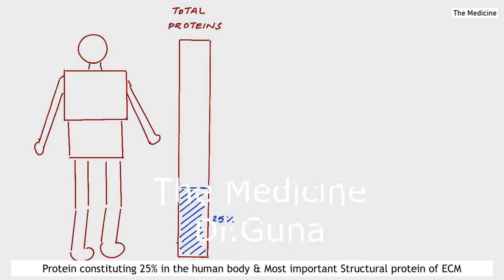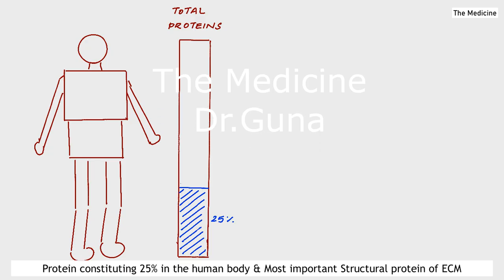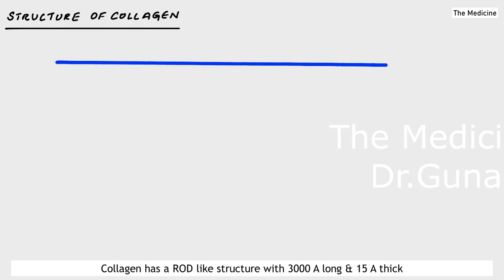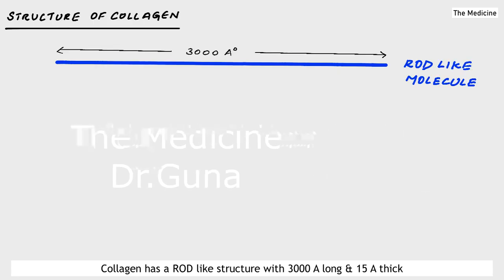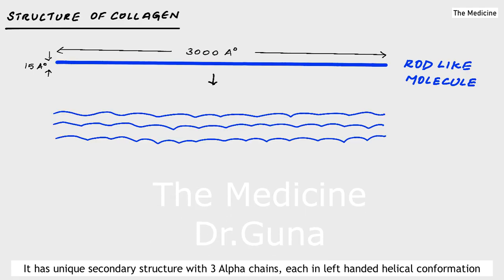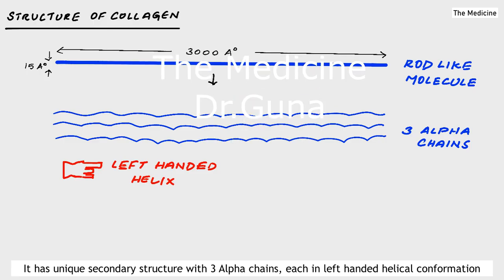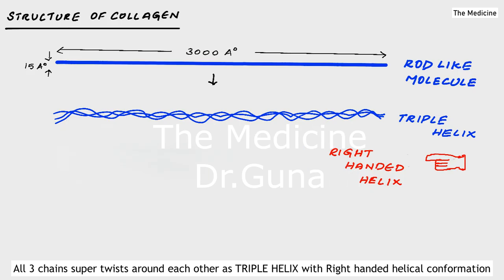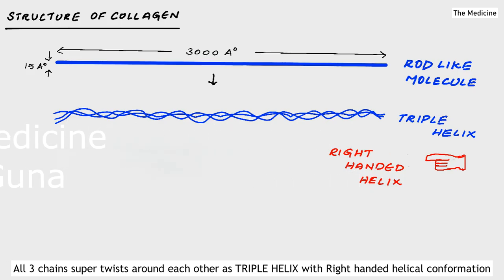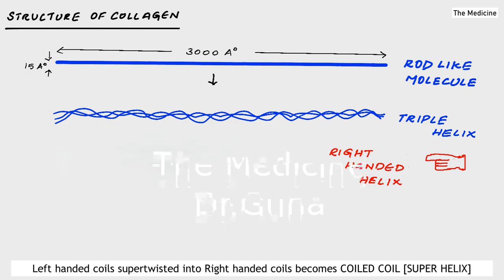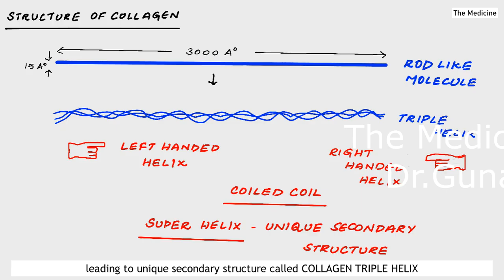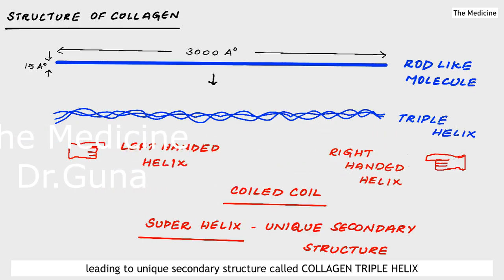Protein constituting 25% of the human body and the most important structural protein of ECM is collagen. Collagen has a rod-like structure, 3000 angstrom long and 15 angstrom thick. It has a unique secondary structure with 3 alpha chains, each in a left-handed helical conformation. All 3 chains super twist around each other as a triple helix with right-handed helical conformation. Left-handed coils super twisted into right-handed coils become a coiled coil or super helix, leading to the unique secondary structure, the collagen triple helix.